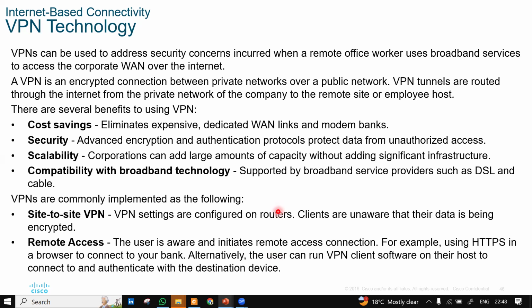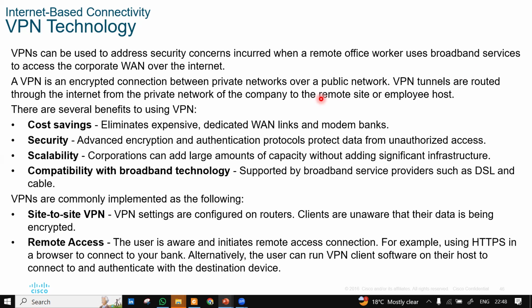VPN can be used to address security concerns incurred when a remote office worker uses broadband services to access the corporate WAN over the internet. A VPN is an encrypted connection between private networks over a public network. VPN tunnels are routed through the internet from the private network of the company to the remote site.